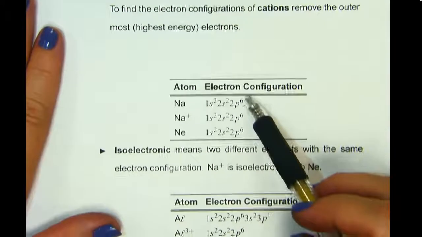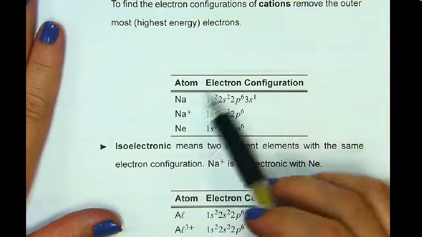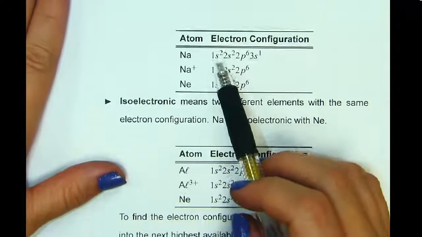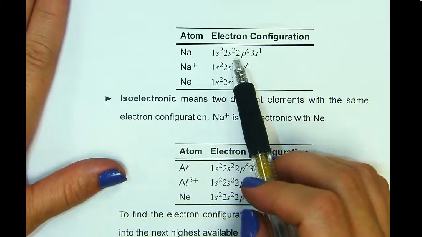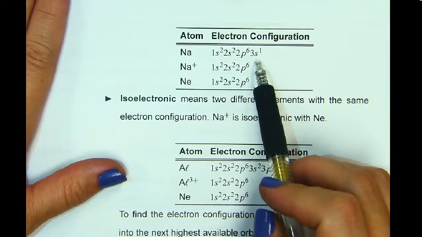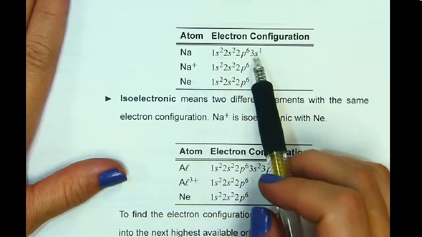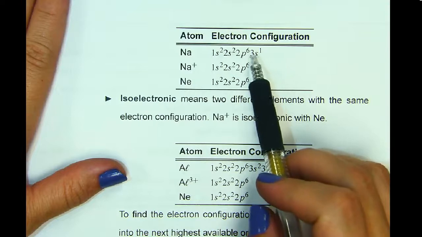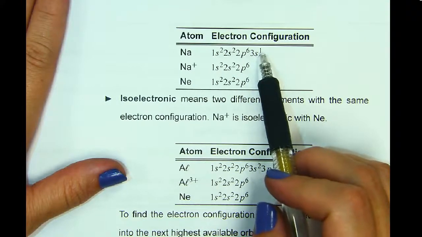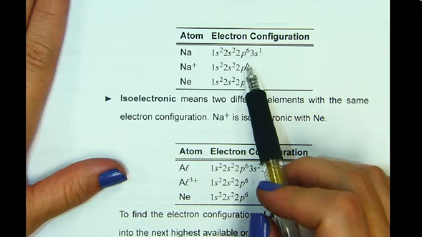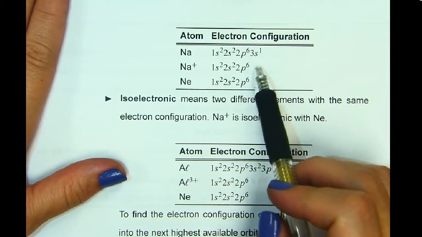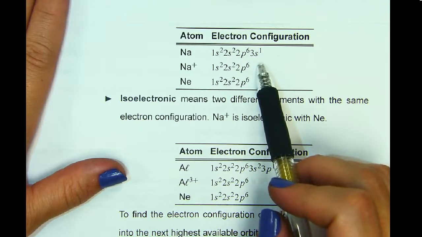So here is sodium that is neutral, and it has the electron configuration 1s2, 2s2, 2p6, 3s1. When it has a positive charge, it's going to lose one electron. So we lose it from the highest energy level, which is 3s, and so you get 1s2, 2s2, 2p6. You might also see it written as 3s0 to show that the electron was removed from the 3s subshell.